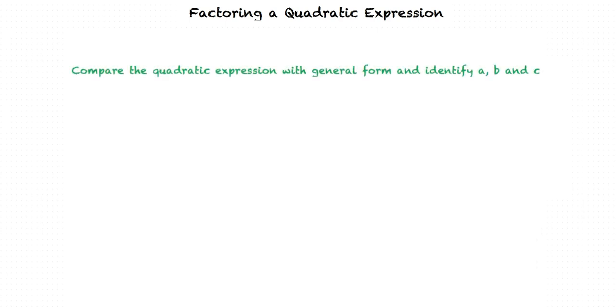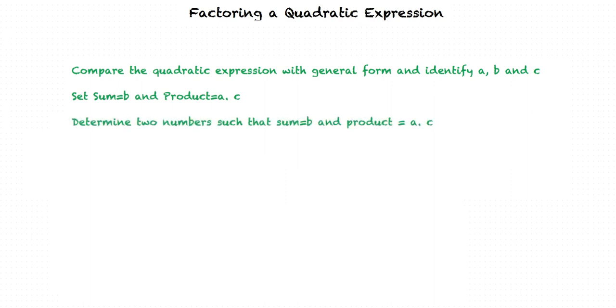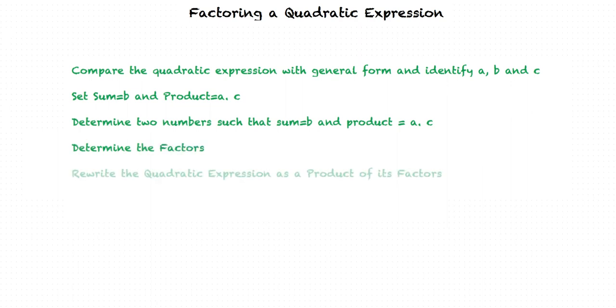Okay, I think I understand the concept. But to recap, in order to factor a quadratic expression, the first step is to compare the quadratic expression with the general form of the quadratic expression and identify a, b, and c. Next, we set sum equal to b and product equal to a times c. Now we determine two numbers such that their sum equals b and their product equals a times c, and determine the factors of the quadratic expression. Finally, we rewrite the quadratic expression as a product of its factors. Perfect.